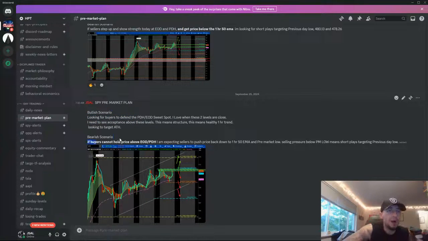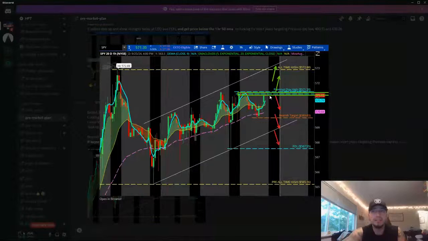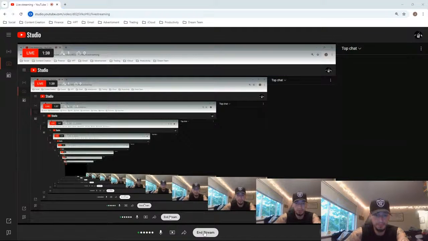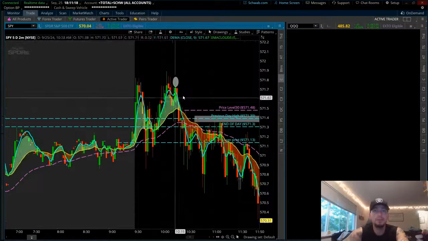Bearish scenario: if buyers cannot hold EOD or PDH, I'm expecting sellers to push price back down to the 1 hour 50 EMA and pre-market low. Selling pressure below pre-market low means short plays targeting previous day low. So basically, if sellers take PDH at end of day, I'm looking to short the market down to pre-market low. Very simple. Now I'm going to pull up the charts.